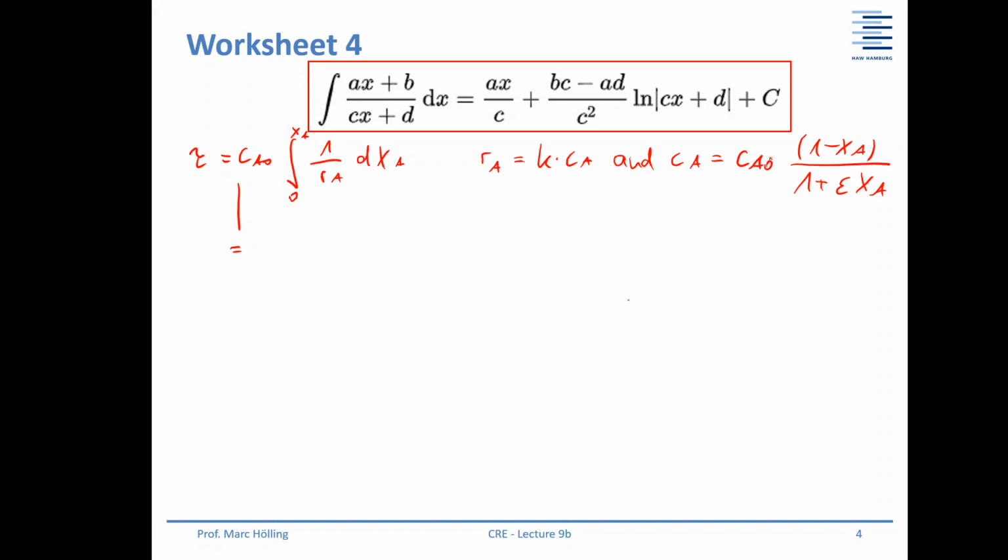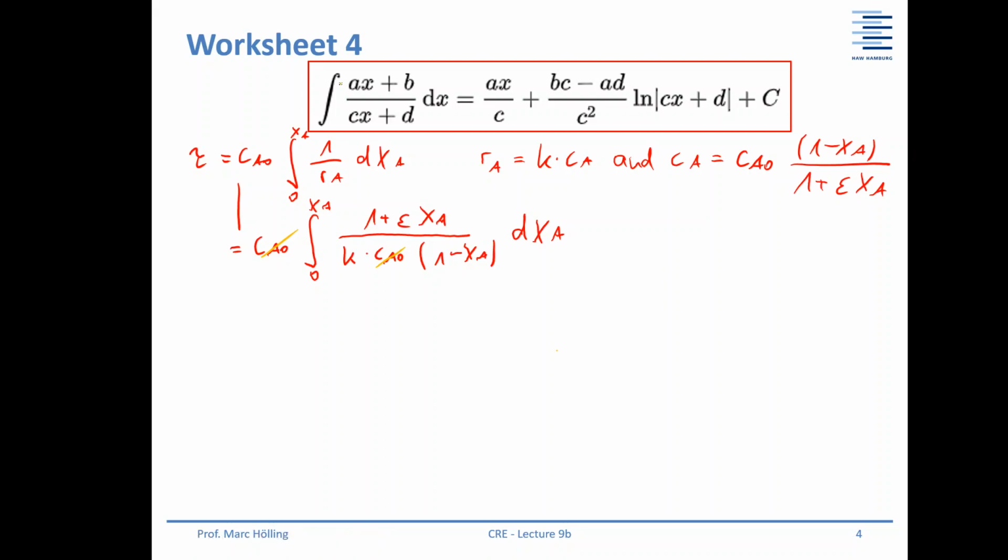Then again CA0 cancels out. I can write it here, no problem. So it's CA0, then you have the integral, and under the line you have k times CA0 times (1 minus XA), and above you have 1 plus epsilon XA. And this you have to integrate with respect to XA. Okay, and now you just have to compare. So CA0 cancels out, k is a constant, you put it in front of your integral. But what you have to do now is compare it.